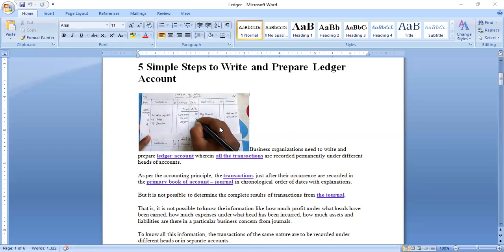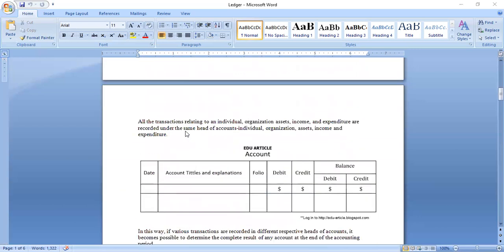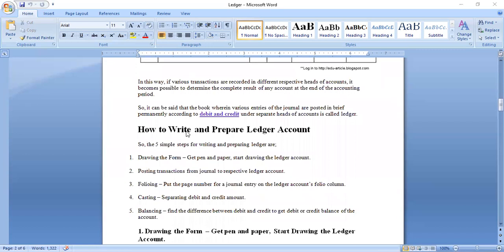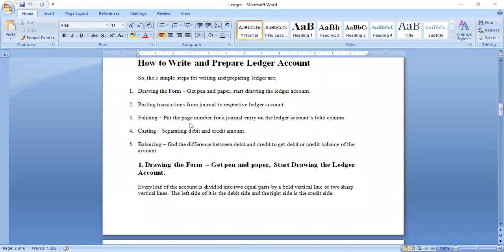So we can say if anyone wants to know the information properly, or how much profit, how many assets, and how many liabilities are in an organization, he or she must follow the ledger books and maintain the ledger books properly. So now I discuss how to prepare the ledger books. The five simple steps of writing and preparing ledger books.